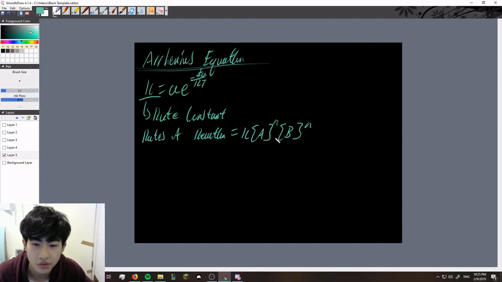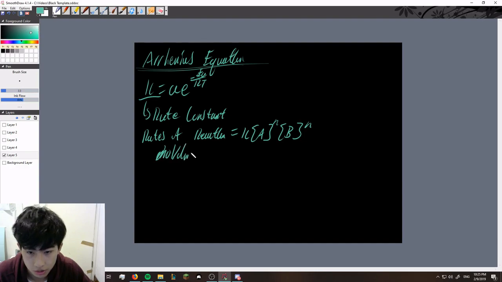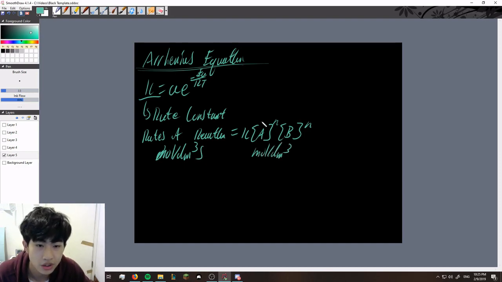We know that rates of reaction are given as concentration per time. This is usually denoted as moles per dm cubed seconds. We also know that concentrations are given as moles per dm cubed. Now say if we had a total order of reaction of 1, meaning that we added the coefficients of each of these reactants together, and it came out as 1. We had order of reaction of 1.